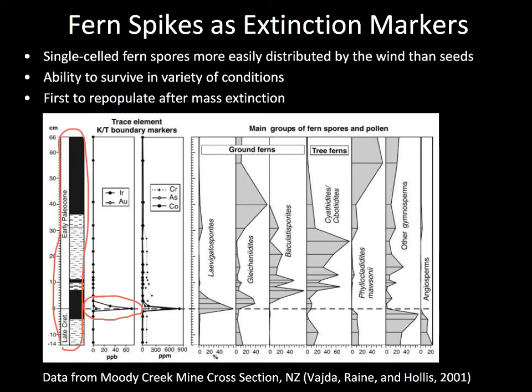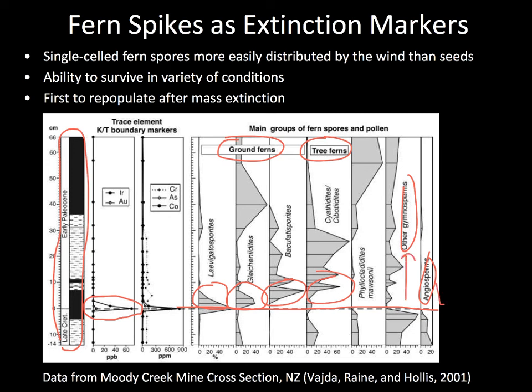So here we're looking at ground ferns and tree ferns as compared to other types of plants. You have other gymnosperms here and angiosperms. And so this would be the line indicating the KT boundary in the rock record. And what you see is immediately after that line, and even sometimes during that line, ferns are rapidly repopulating in the biosphere, whereas other types of plants take much longer. So you can see that there.